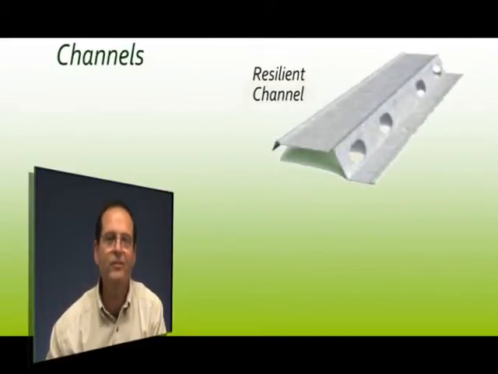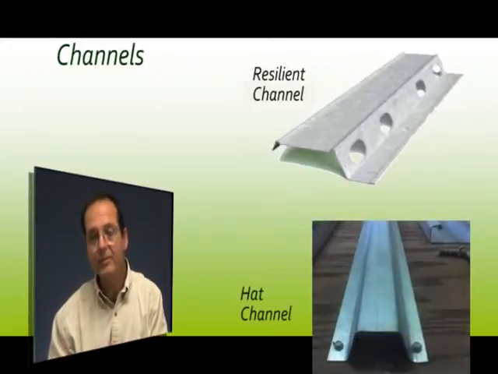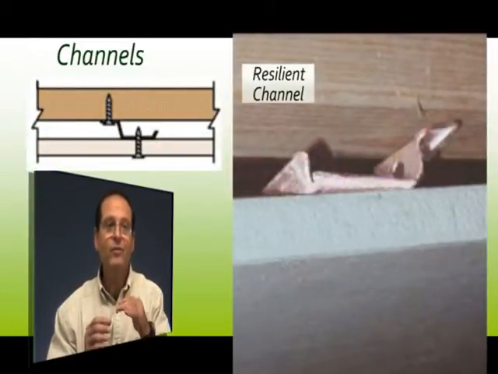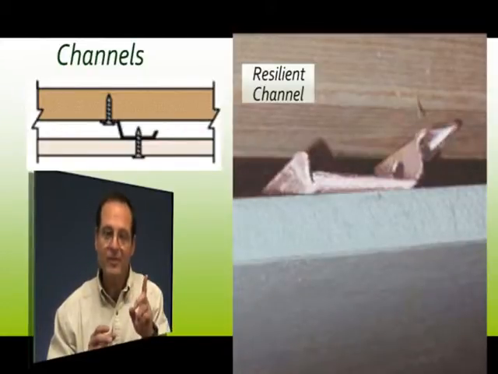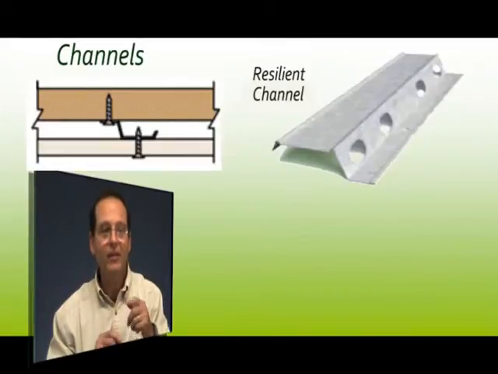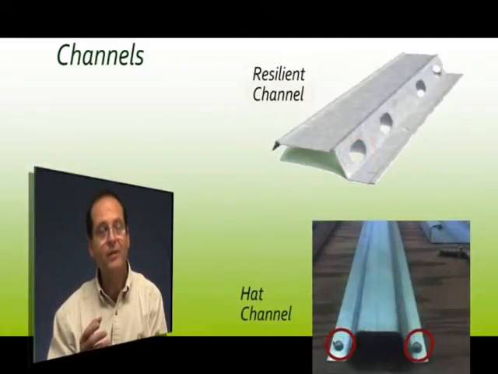So one of the first things is this resilient channel. There are resilient channels, there are hat channels. Not the same thing. Resilient channels actually decouple the joist from the drywall. You can see in that little diagram there that there's attachment specifically to the joist and one to the drywall. It allows it to flex. They usually have the little slots in them too that actually help prevent noise from making its way through. A hat channel is a direct attachment.